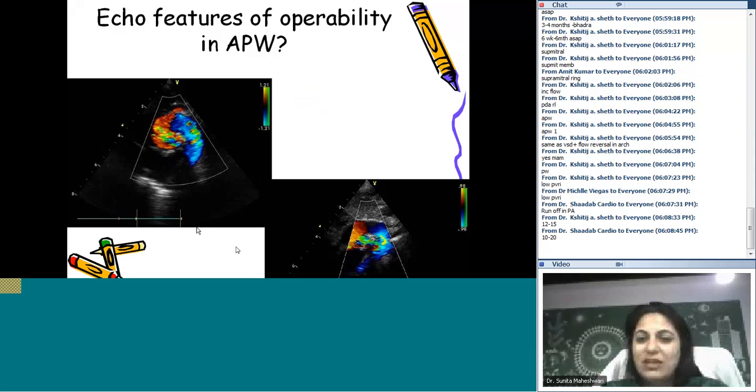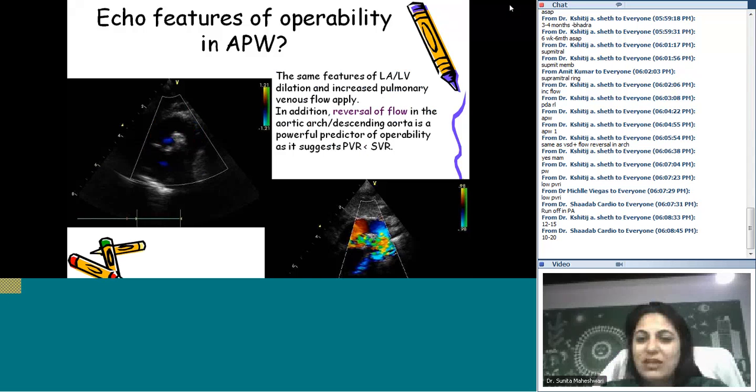So your echo features of operability are essentially going to be again increased pulmonary venous flow, LA-LV dilation, and reversal of flow in the descending aorta. If you have a patient with an AP window who does not have reversal of flow, do not send that patient to the operating room, because you are just going to be operating on an inoperable AP window.